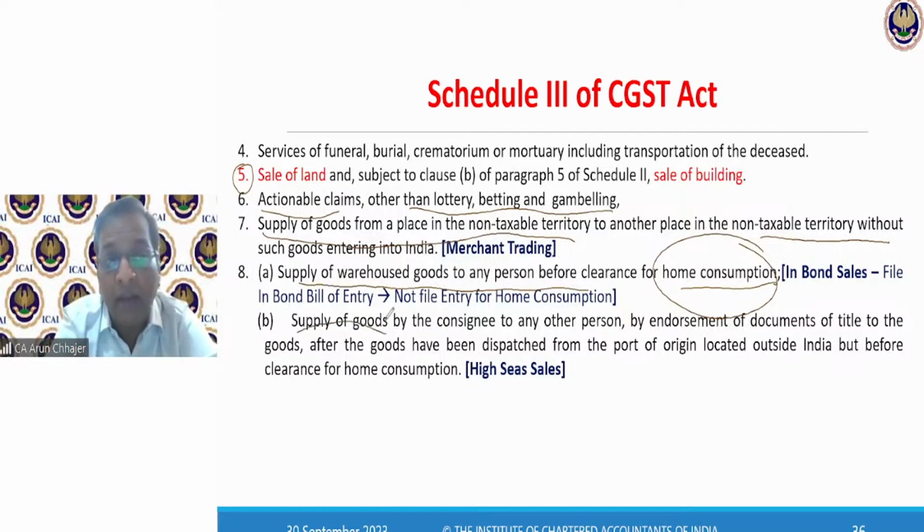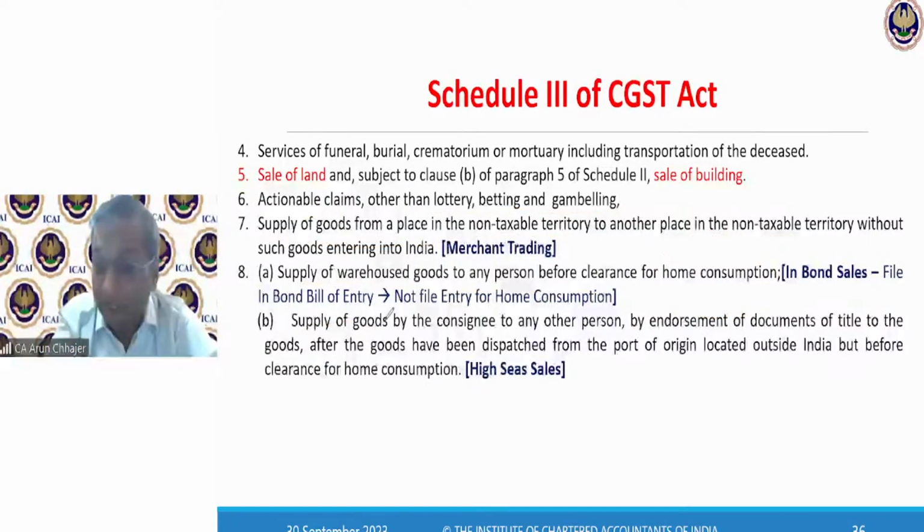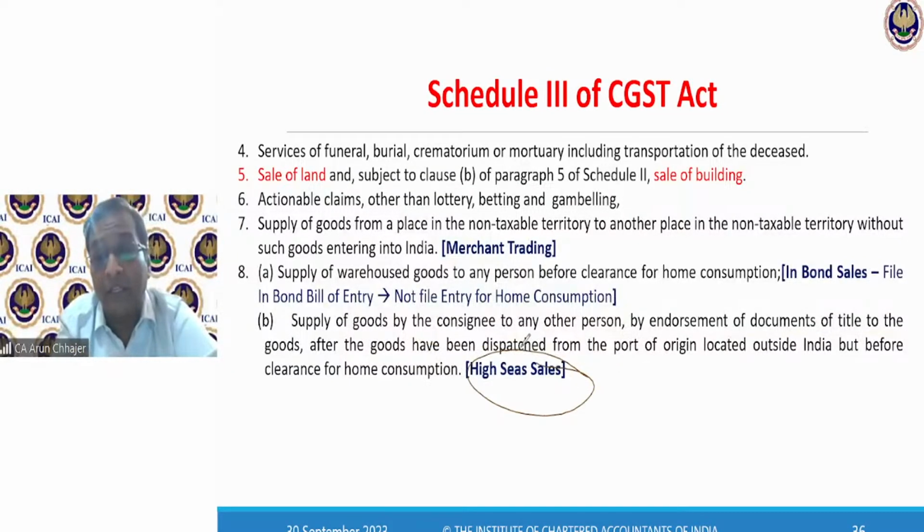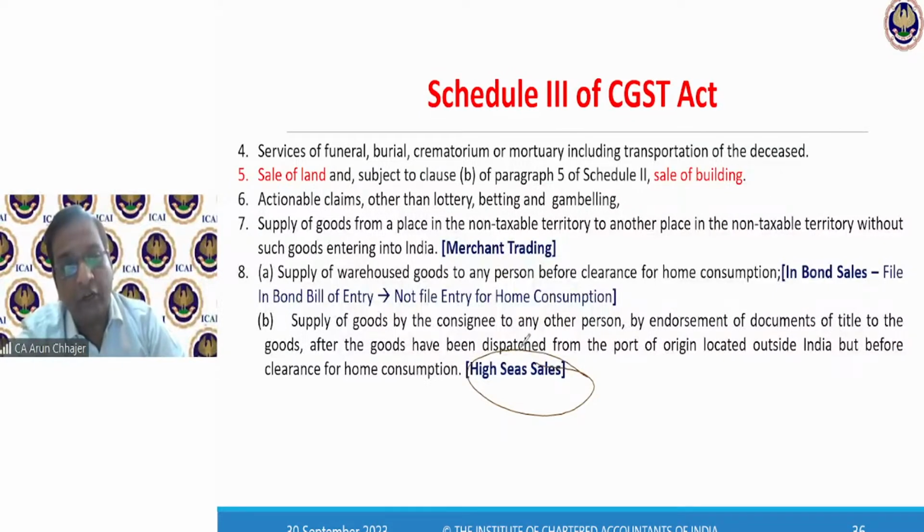And Schedule 3, para 8, clause B says high seas sale: supply of goods by the consignee to any other person by endorsement of the document of title after the goods have been dispatched from the port, but before clearance for home consumption. It means goods were on high seas and have been sold prior to that. Again, it would be out of GST. This is a summary of the entries of Schedule 3.